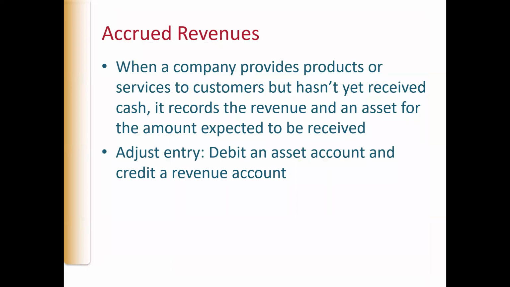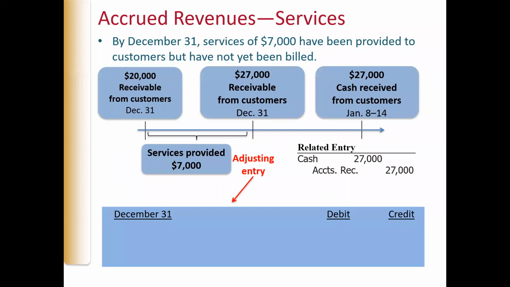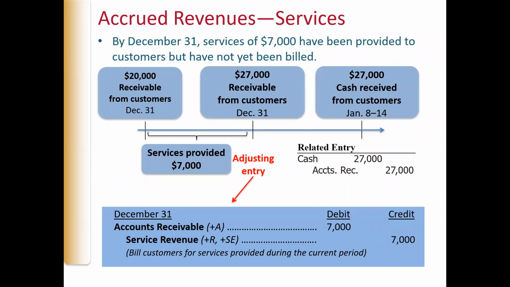Remember, accrued revenues are when we provide services or products to customers but haven't yet received the cash. It records the revenue and an asset for the amount expected to be received. So we initially debit the asset, accounts receivable, and we credit a sales revenue account. So let's look at this one, guys. By December 31st, services of 7,000 have been provided to customers, but have not yet been billed. We would debit our accounts receivable and we would credit our service revenue for 7,000.